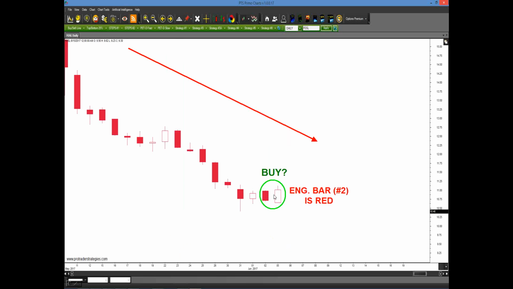All right. Now we have a bullish engulfing pattern. What color is the bar? It's red. So we're not going to take this trade. We don't care what the trend is. We don't care what direction. We don't care what conventional wisdom tells us. If bar number 2 is red, we're not taking the trade. And look what happened.